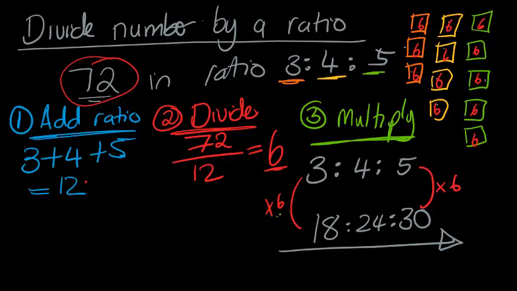Notice though, just on the side, that if I add 18 plus 24 plus 30 all up, 8 and 4 is 12, carry 1, 3, 4, 5, 6, 7, 72. This amount is the same as the original number.